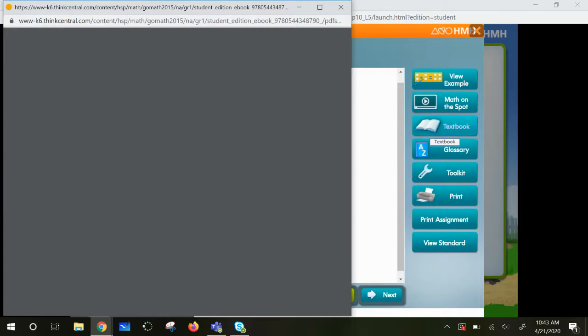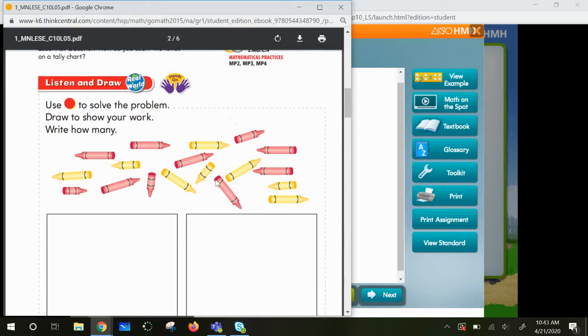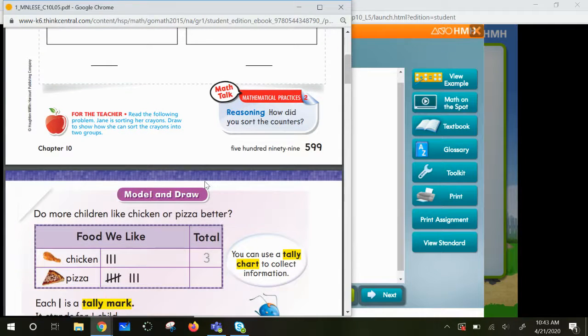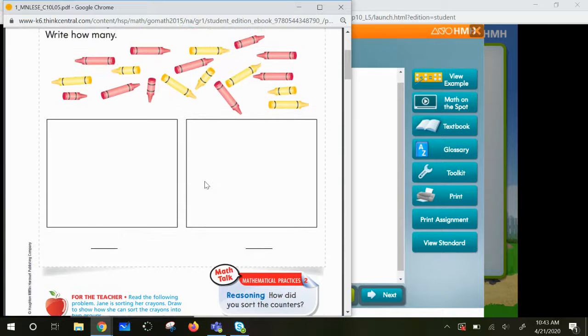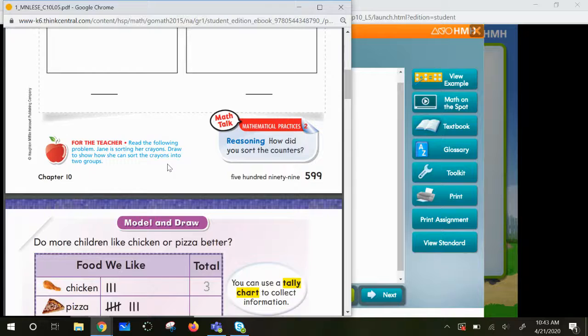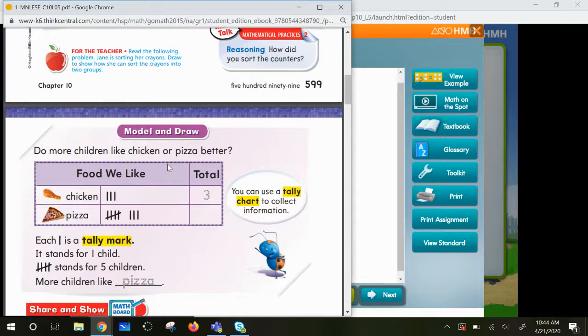Now we're going to hop into our textbook. You'll find on page 599 a picture with red and yellow crayons, just like what we saw in the interactive lesson. I want you to decide how Jane could sort her crayons. Then I want you to tell me on the Google form how you sorted your counters or your crayons.